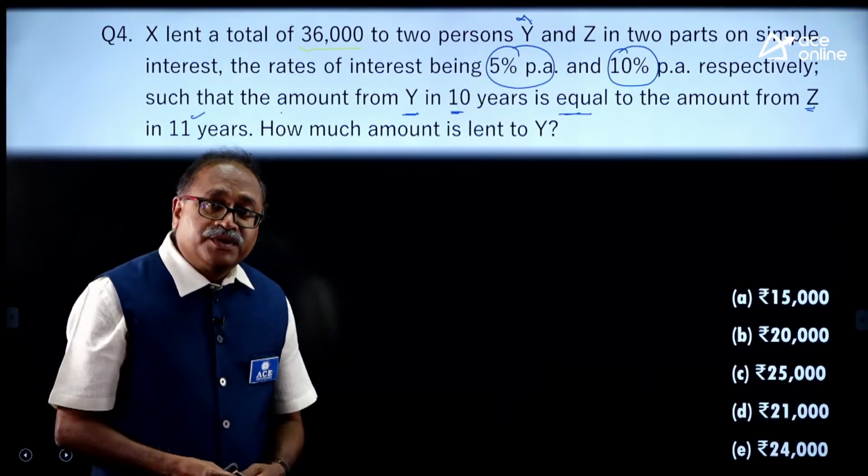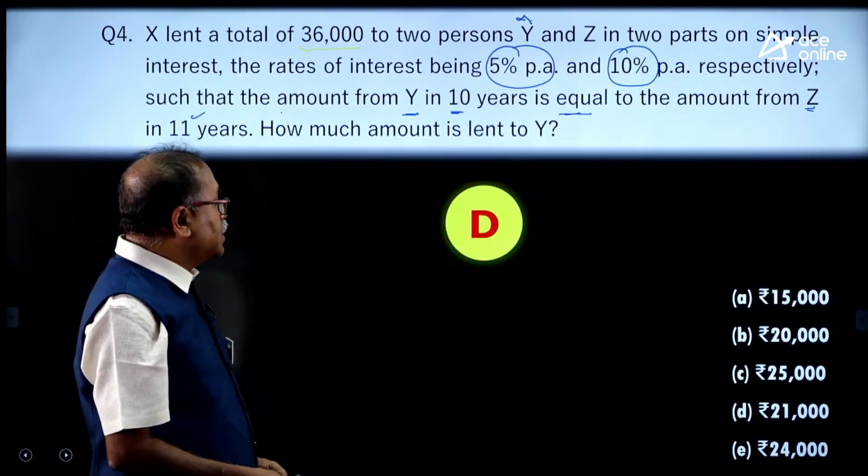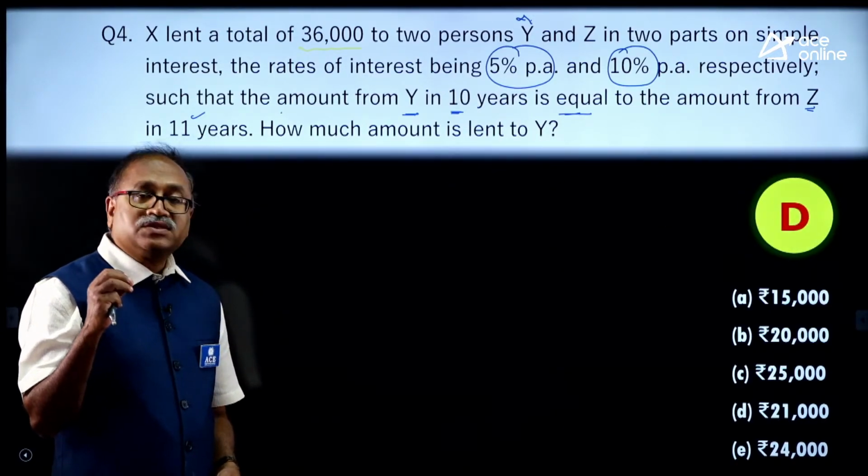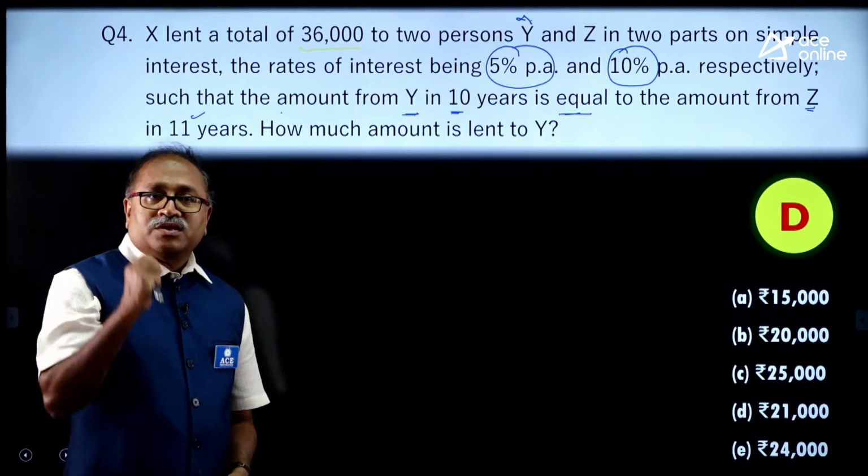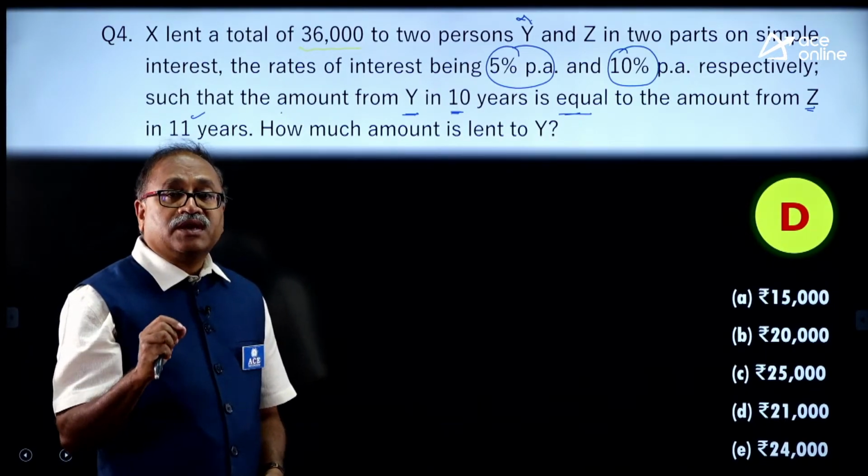Okay, time up. So, let us check the answer. Option D, that is 21,000. So, if your answer is 21,000, that is right.